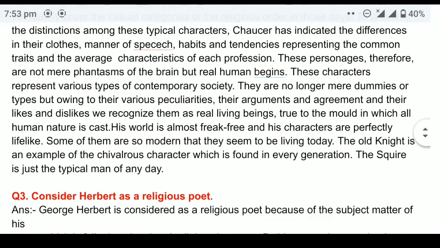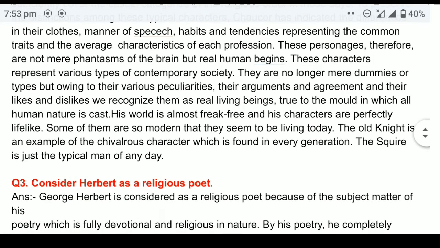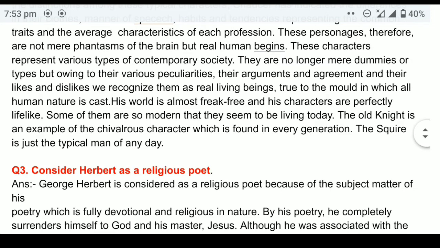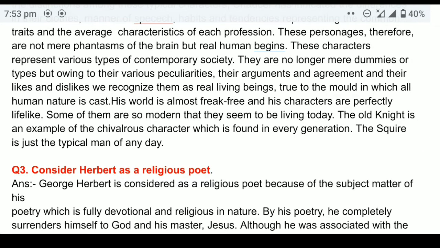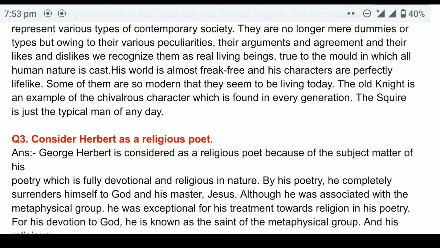To preserve the distinction among these typical characters, Chaucer has indicated the difference in their clothes, manner of speech, habits, and tendencies, representing the common traits and the average characteristics of each profession. These personages, therefore, are not merely phantasms of the brain but real human beings. These characters represent various types of contemporary society.